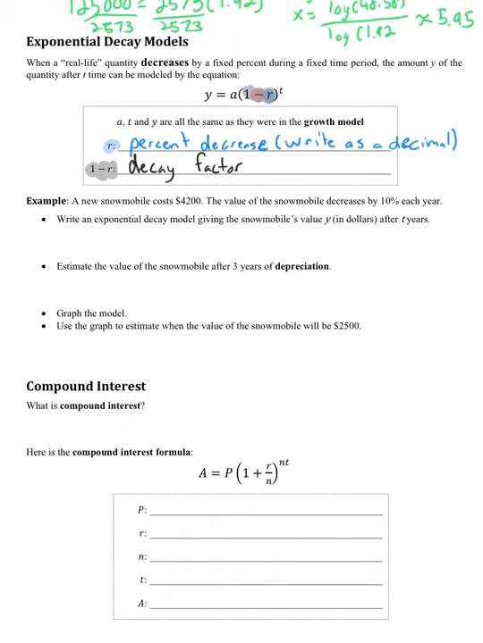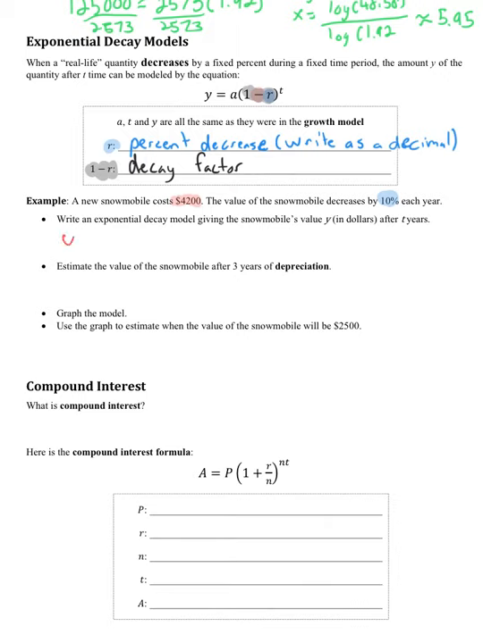All right. So this example says a new snowmobile costs $4,200. The value of the snowmobile decreases by 10% each year. Write an exponential decay model given the snowmobile's value in Y dollars after T years. So we'll start with the model.